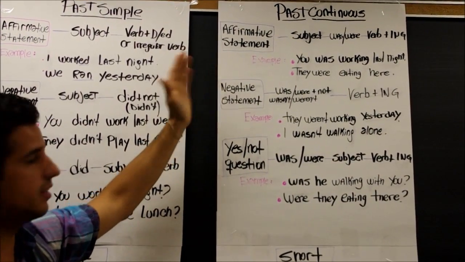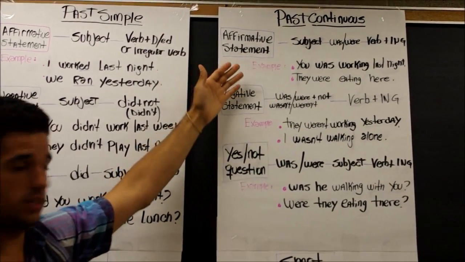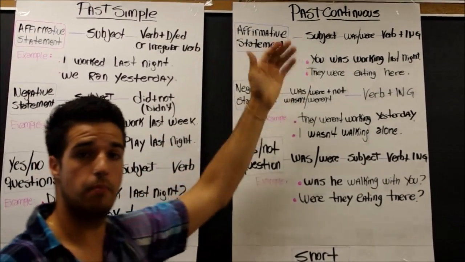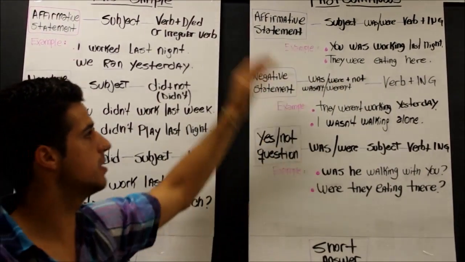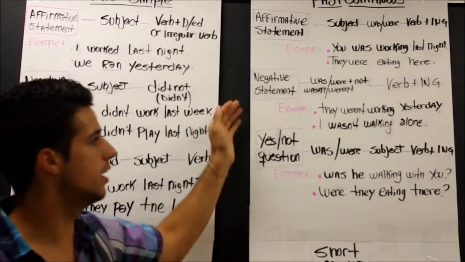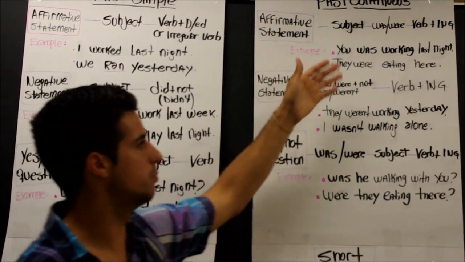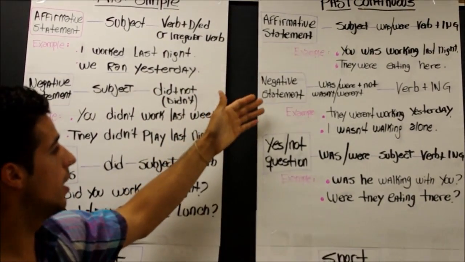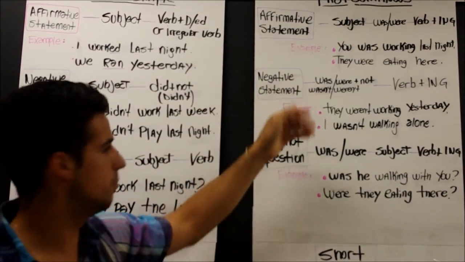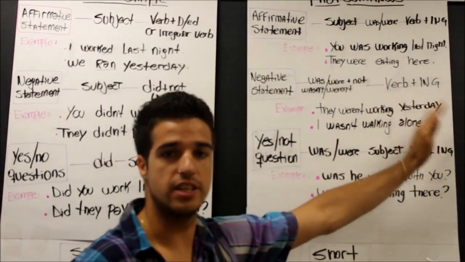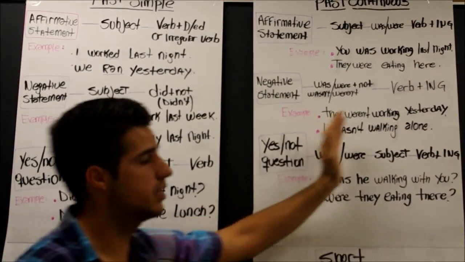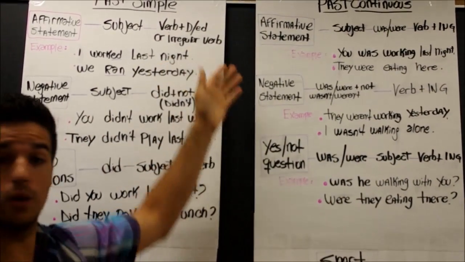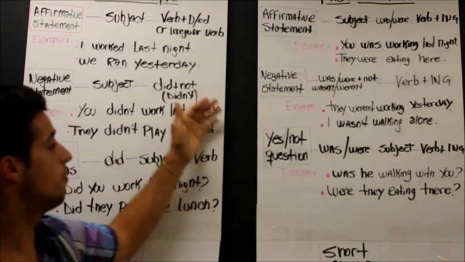The negative statement is was or were plus not, or the other form is wasn't, weren't. Of course, we have to put the verb plus ing. For example, they weren't working yesterday, or I wasn't working. No, I wasn't walking alone.